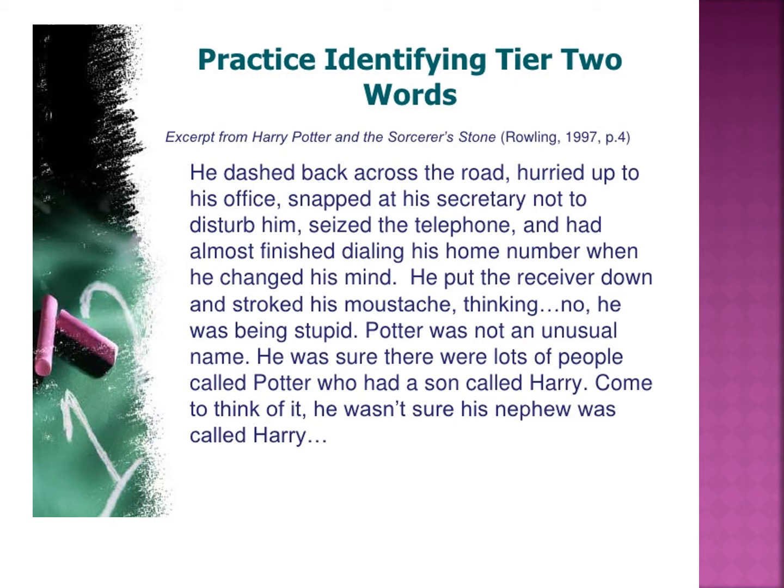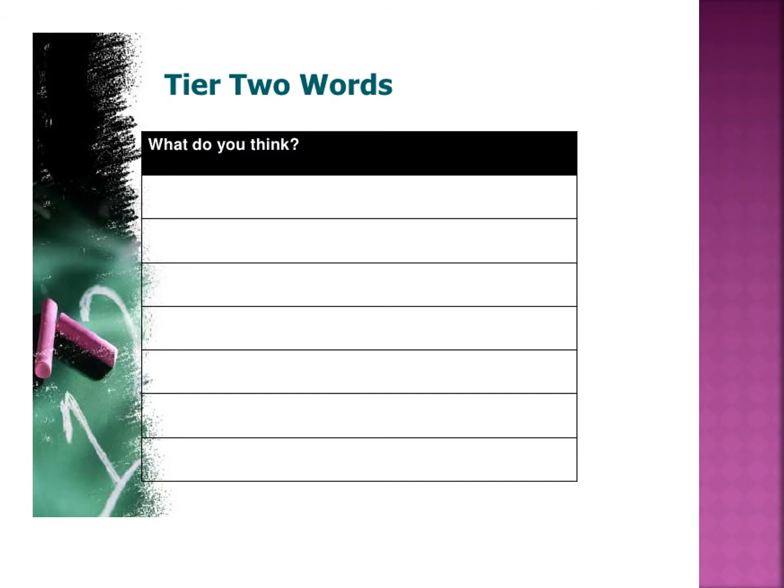Let's practice and see if you can identify Tier 2 words. Read the following excerpt from Harry Potter and the Sorcerer's Stone. Now, on a piece of scratch paper, make a list of which words you consider to be Tier 2 words from that passage. Think you have them? Let's look at the next slide.